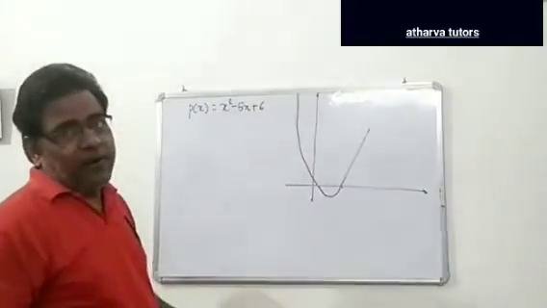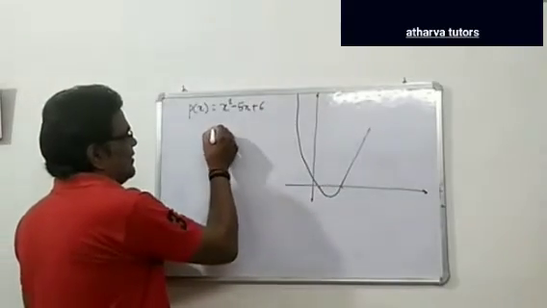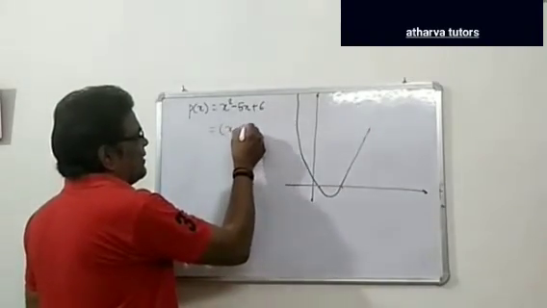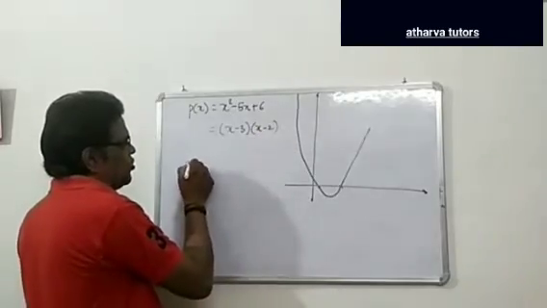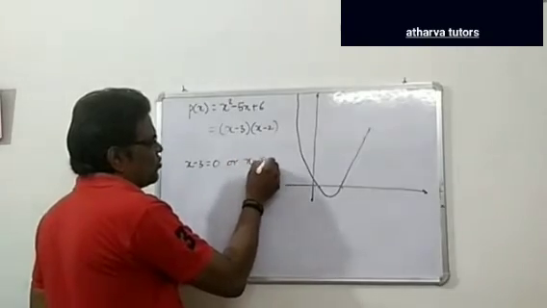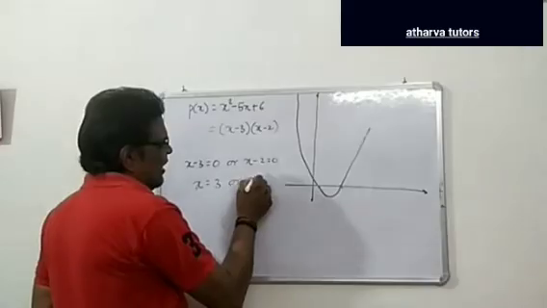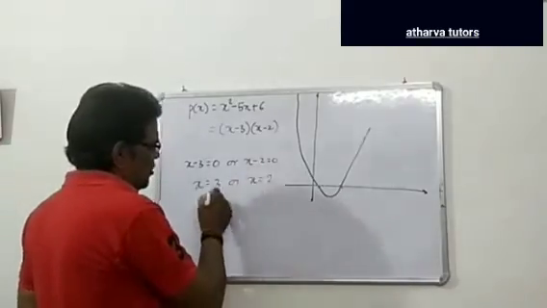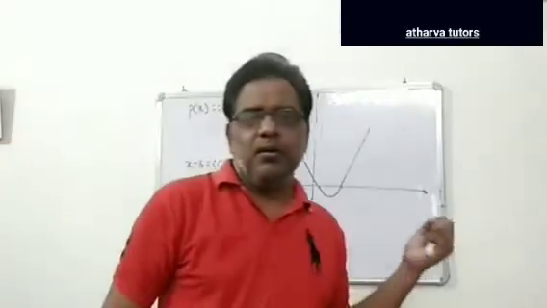From here also you can find out, if you factorize this, it will be x minus 3, x minus 2, and if you make it equal to 0, so x minus 3 equals 0 or x minus 2 equals 0, that means x equals 3 or x equals 2. So these are the two values which satisfy the polynomial.